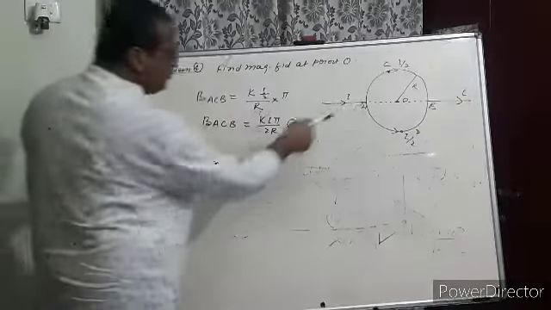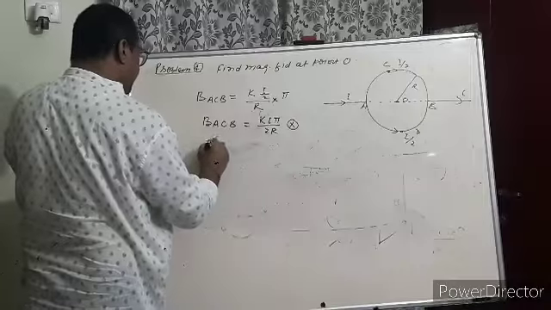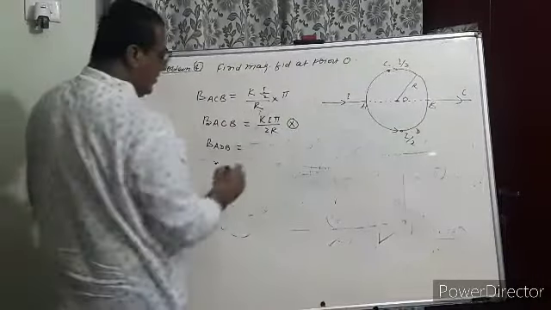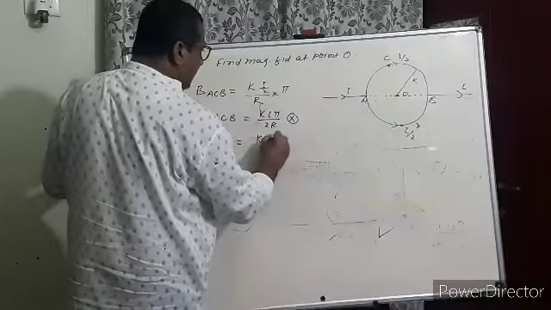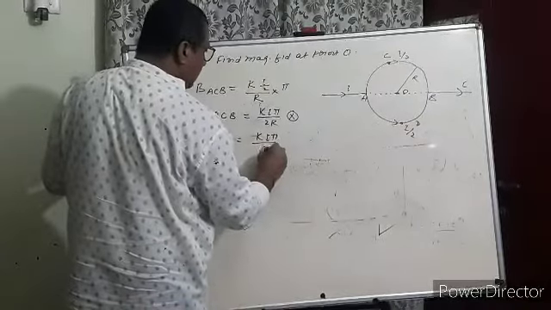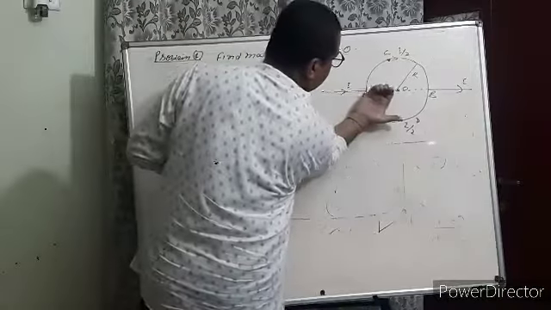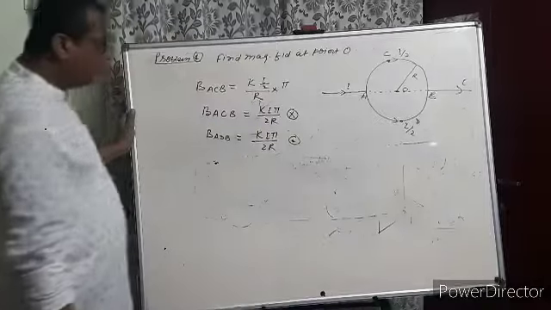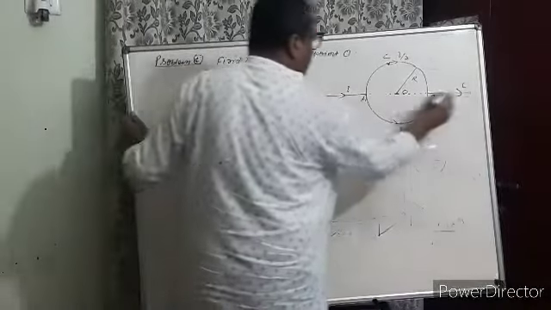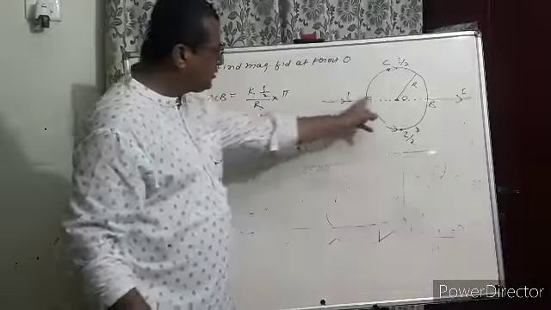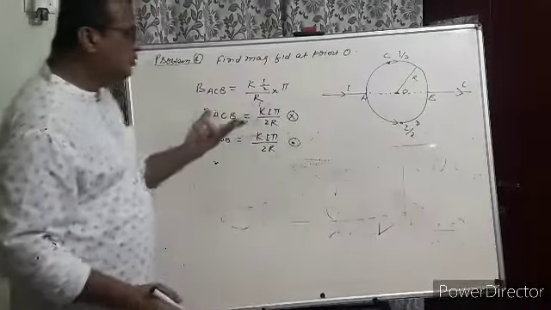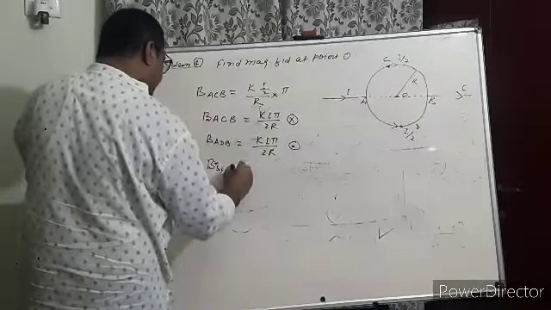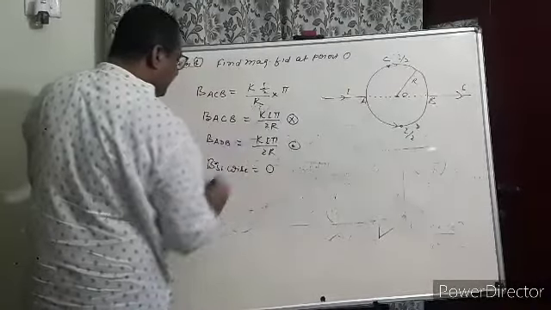Now magnetic field due to ADB is, again, its value will be the same, K I pi divided by 2R, and its direction will be outward. Now this is the straight wire. On the path of the straight wire, the point O is there, so there is no magnetic field. So due to the straight wire, magnetic field will be equal to 0.